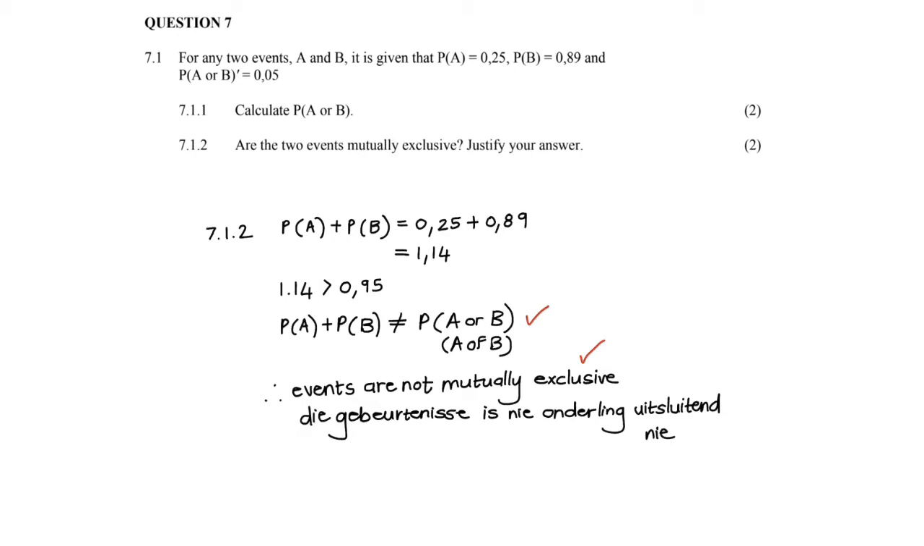So here you will get 1 mark for stating that the events are not mutually exclusive, and you will get another mark for the correct justification that the probability of A plus the probability of B is not equal to the probability of A or B.